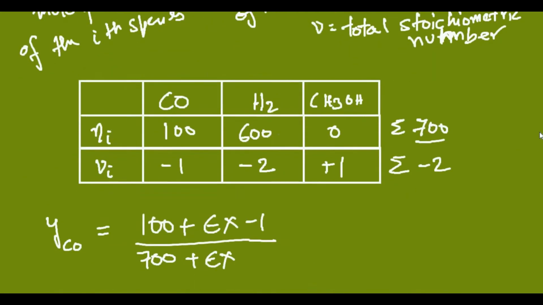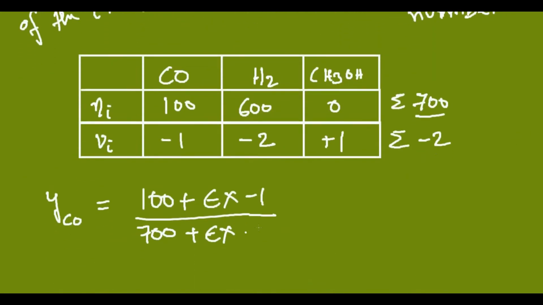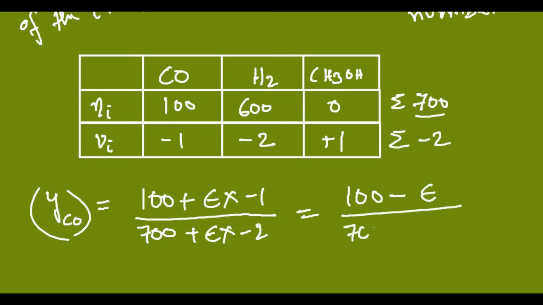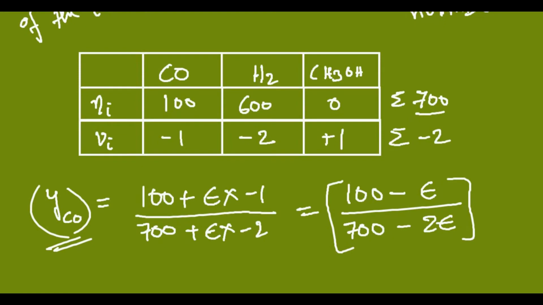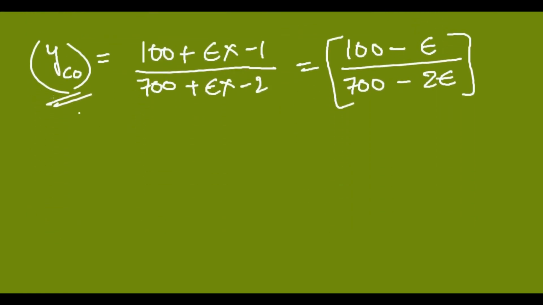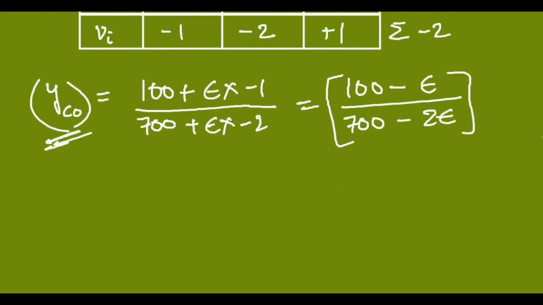So the total stoichiometric number is -2. So here it will be -2. So this mole fraction of CO turns out to be (100 minus epsilon) divided by (700 minus 2 times epsilon). This is what I have as the mole fraction of CO. Now I will try to find the actual mole fraction using this data only.